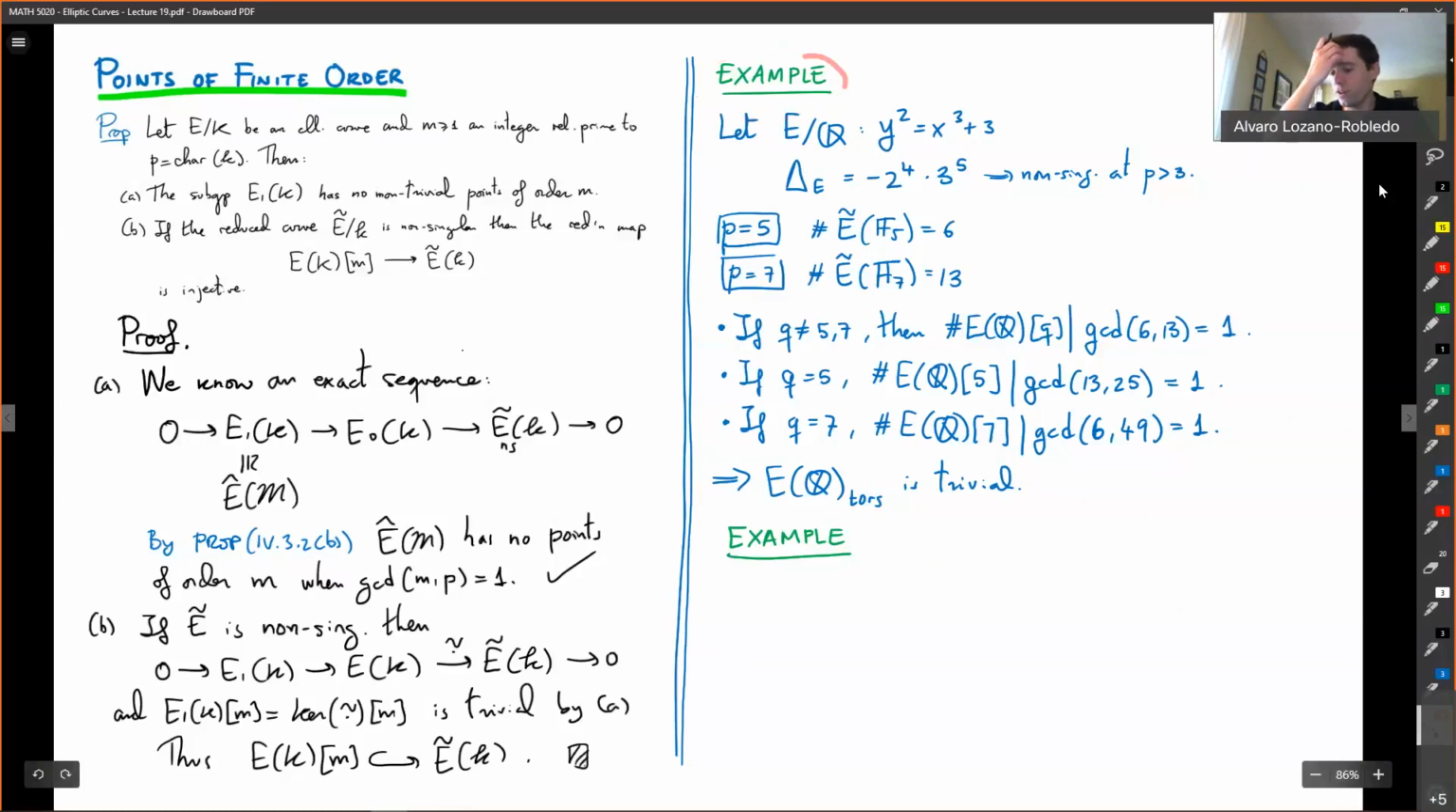So in the previous video, we worked this out in detail: if you have, for example, this elliptic curve over Q, there is non-singular reduction for every p bigger than 3.